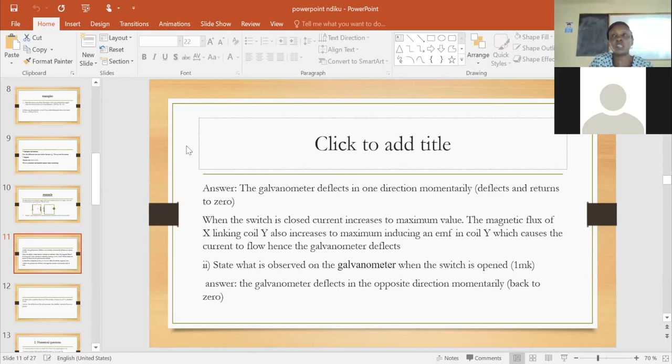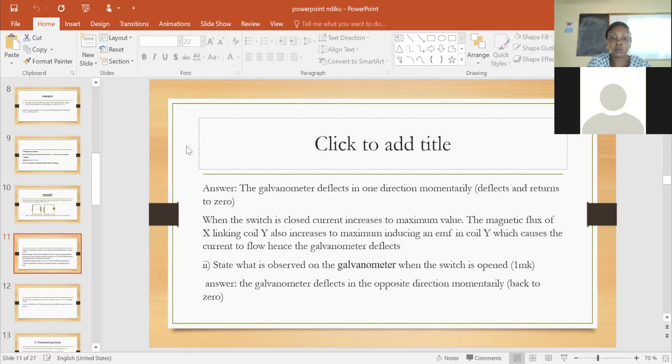And here the keyword was explain. That's why we have given a detailed explanation of what was happening. But if the question was just state the observation on the galvanometer when the switch is closed, the answer was the galvanometer deflects momentarily, or the galvanometer deflects and returns back to 0, without explanation. But if explain is there, then you have to go ahead and explain what is happening, or what is making it behave in that manner.